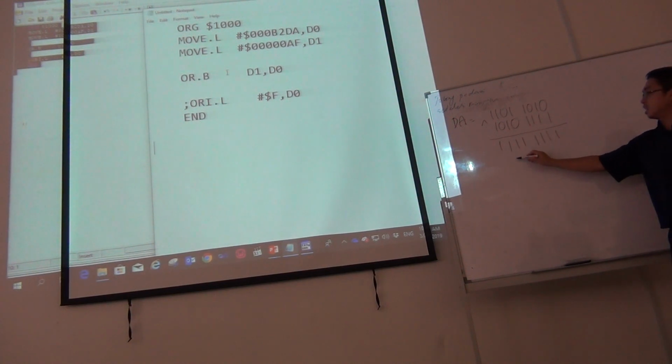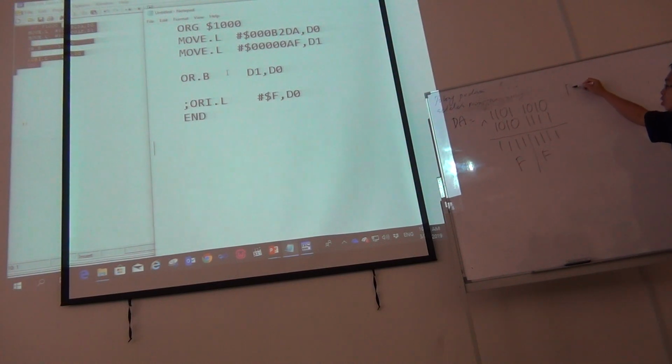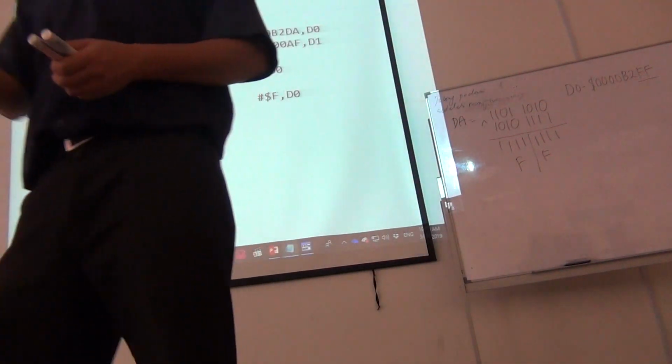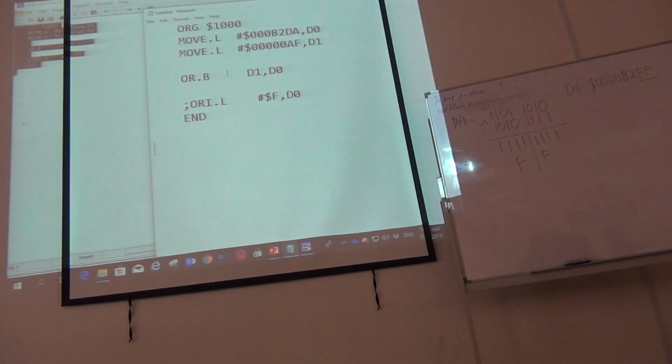So the final answer is FF. So your final answer for D0 is equivalent to $0000000B to FF, because only the bytes need to be replaced. That's my final answer for D0. You cannot just simply put D0 is equivalent to FF. That is wrong.